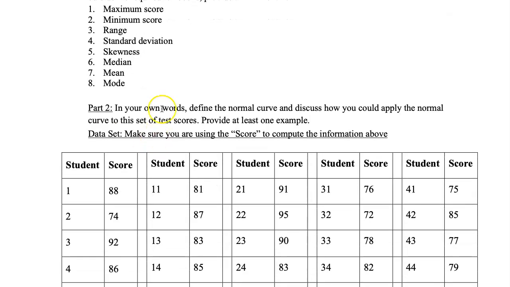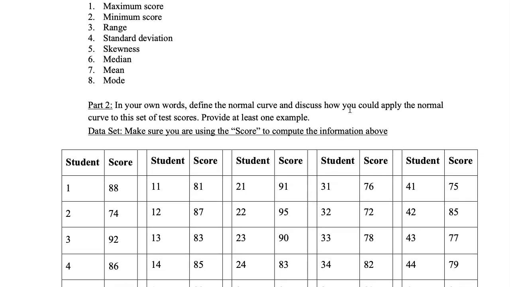Then in part 2, in your own words, define the normal curve and discuss how you could apply the normal curve to this set of test scores. Provide at least one example. This should be about a paragraph. I don't have to go too much in detail here.